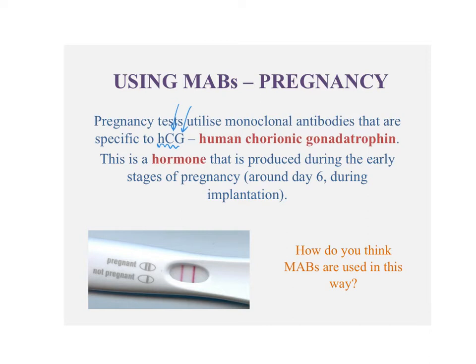Okay, now, HCG, or human chorionic gonadotrophin, is a hormone that's produced in the early stages of pregnancy. So it's not produced throughout the whole pregnancy cycle, just at the very beginning, around day 6, when the egg, or the fertilised egg itself, starts to implant into the lining of the uterus. Okay, you can stop now, you can have a think about how the monoclonal antibodies are used, using what you know about pregnancy testing, using the diagram to help. But if you just want to get straight into it, carry on watching.